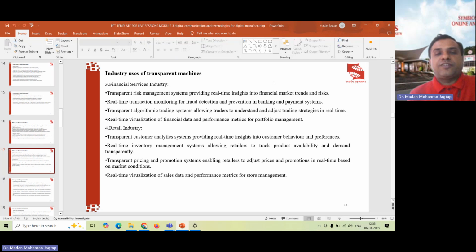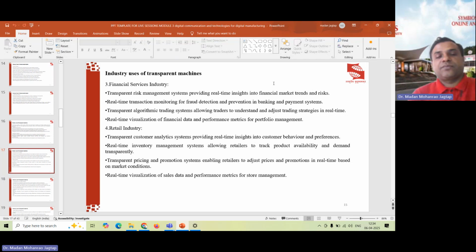So with the help of transparent machines in financial services, we can do transparent risk management so that we can identify and mitigate risk. We can do real-time transaction monitoring, how the transactions are happening on a real-time basis, and transparent algorithmic trading. So we can do trading with the help of transparent machines. Then real-time visualization of financial data. We can visualize real-time transactions of financial data.